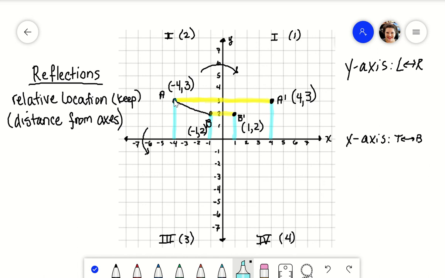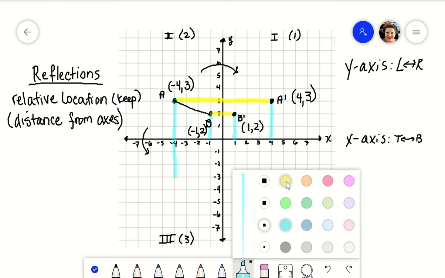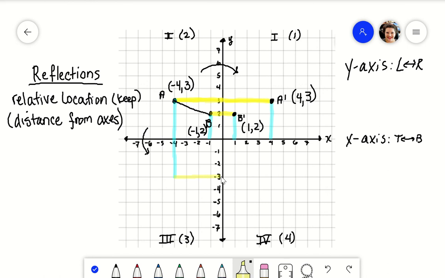So this pre-image A is 3 spaces from x, 1, 2, 3, and it's also 4 spaces from y, 1, 2, 3, 4. So now I've preserved my relative location, A double prime, and this has turned into -4, -3, because in quadrant 3, all coordinates are negative. And now I'm going to do B.